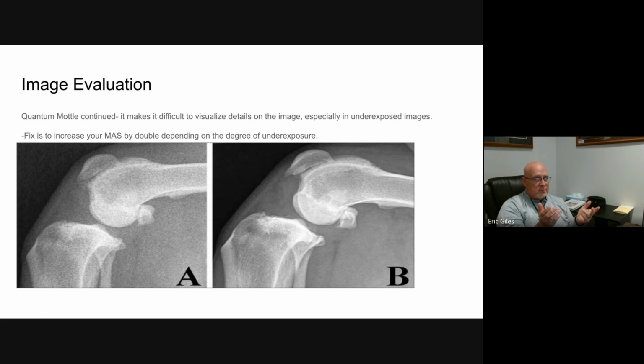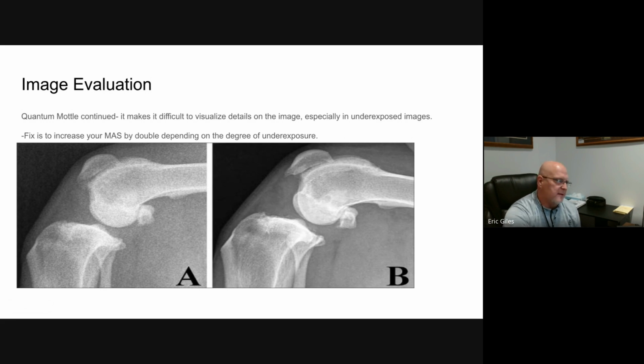Now you look over here at the image on the B, where they probably increased their mAs by 2, or doubled their mAs. Depending on the range of underexposure, you may need to triple or quadruple your mAs. But most of the time, especially on an extremity image, if you double your mAs, it's going to take care of that quantum mottle for you. You can see the difference in image quality here, where the underexposed one is really grainy. The one on the right is nice and clear. You can see good bony edges. You can see bony cortical really well. It's a nice image.